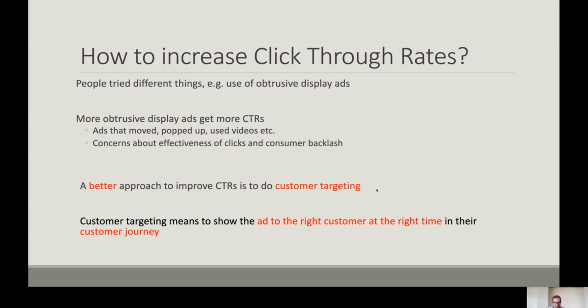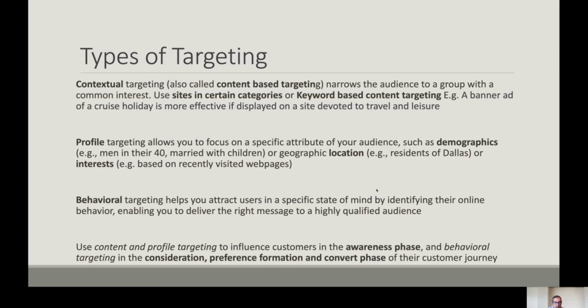So now let us look at what are the different kinds of targeting that make sense in the context of especially display ads, okay? So one of the first ones that I'm going to talk about is called contextual targeting, and it is also sometimes called content-based targeting. And what it does is that it narrows the audience to a group of people with common interests.